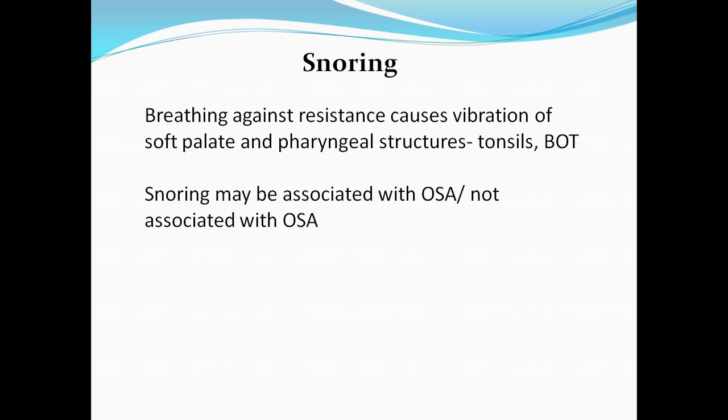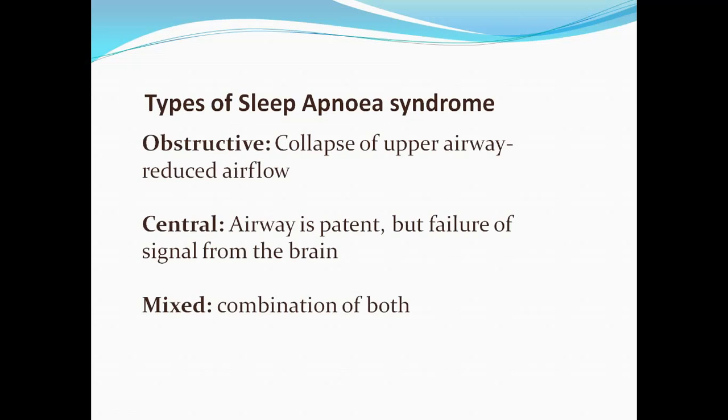I already told you about snoring, that is the unpleasant sound produced during sleep. Why does snoring occur? When we breathe against resistance, that causes vibration of the soft palate and the pharyngeal structures like tonsils and the base of the tongue. So this snoring may be associated with OSA, that is obstructive sleep apnea, or it may not be associated with obstructive sleep apnea. That means if a person is sleeping and snoring nicely, it doesn't mean that he is having a sound sleep. He may actually be having a disturbed sleep, in fact.